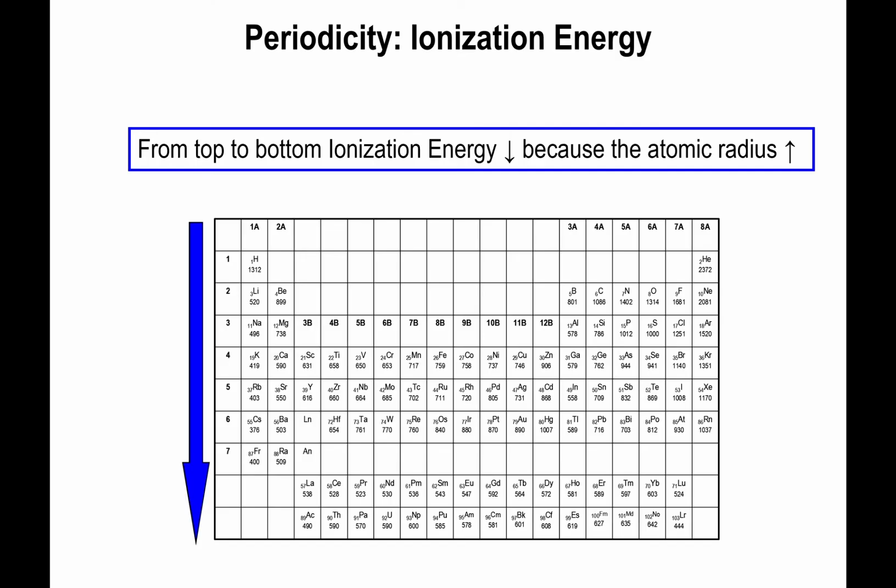The reason it happens is that the electrons are farther away in the higher energy levels down in the periodic table, which means their interaction with the nucleus is to a lesser extent. They get to see less charge. Because they're farther away from the nucleus and see less charge, they're easier to remove, so it takes less energy to ionize them.